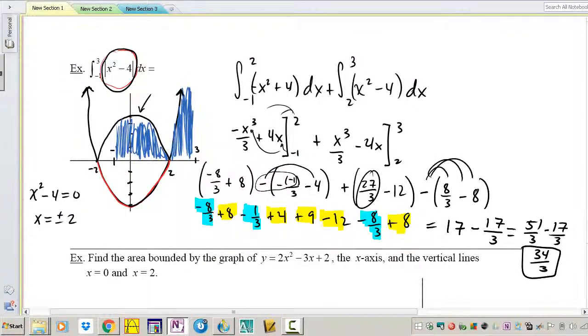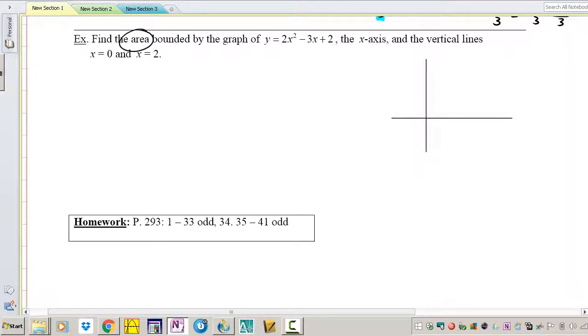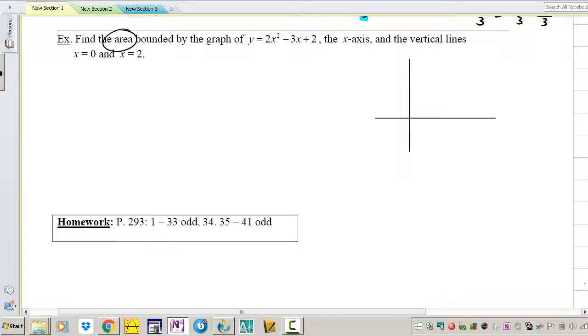Last problem, we're almost done. Find the area bounded by the graph of 2x squared minus 3x plus 2, the x-axis and the vertical lines x equals 0 and x equals 2. So they're telling you to find the area, but they're not giving you an integral problem like the problems before. They're not telling you, hey, take the integral of this and this. No, they're telling you what to find the area of and in between.